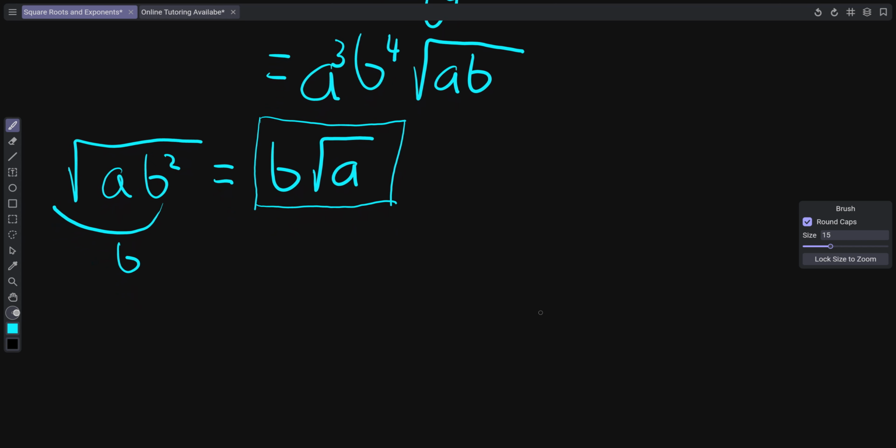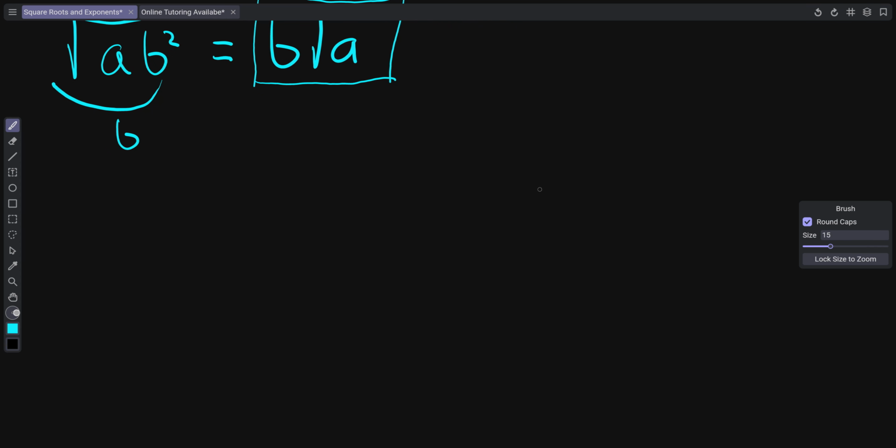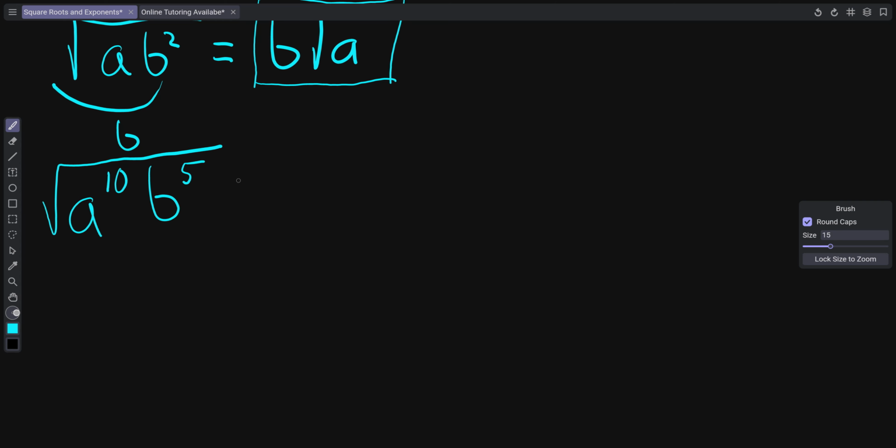I'd like to just go over one more example. Let's say we had a to the 10th power, b to the 5th power, and we wanted to get the square root of this. Well, we do something similar, so we'll start with a. This can become a to the 5th. So we get a to the 5th, and we still have b to the 5th in the radical.